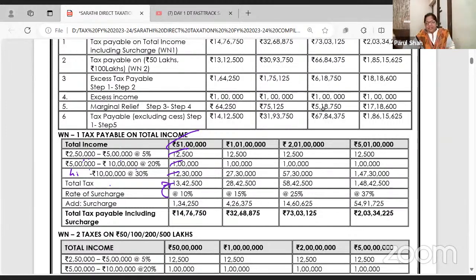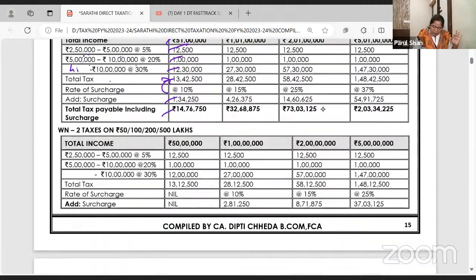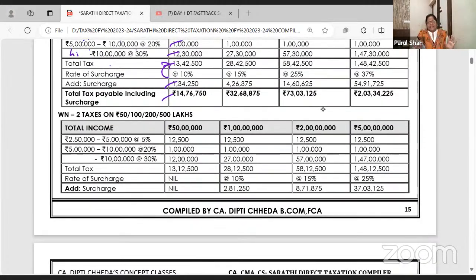In the default tax regime, 37% is not there. So now what's the rate of surcharge, because your income exceeded 50 lakhs? 1 lakh 34 thousand. So what is the tax payable? 14,76,750.